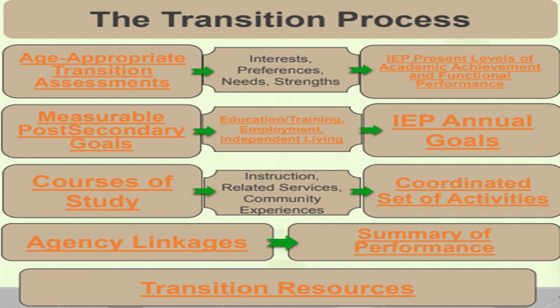annual goals to support attainment of the skills needed to meet post-secondary education goals, a course of study outlining what classes the student will need in high school, a coordinated set of activities, which is like a to-do list of actions needed to meet post-secondary goals to be completed by the student, family, school, or others, and agencies that can provide needed services in adulthood.